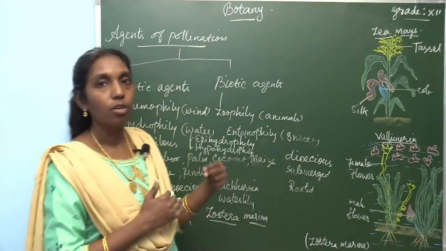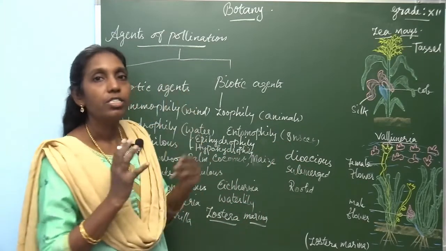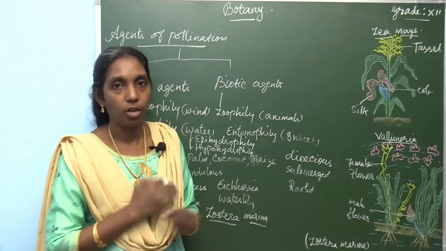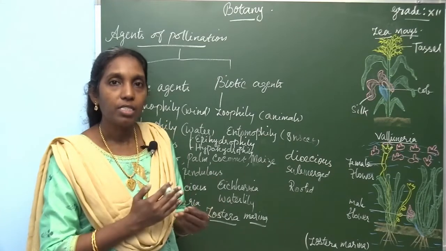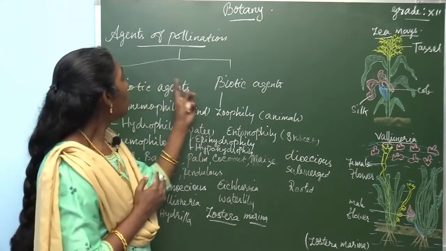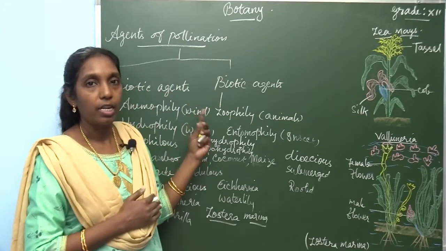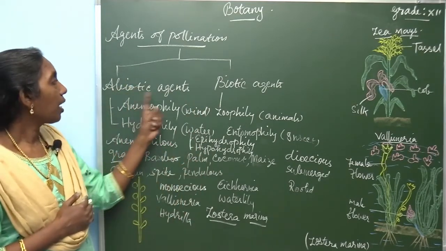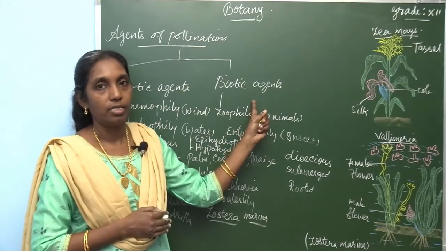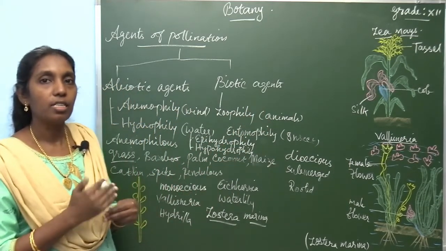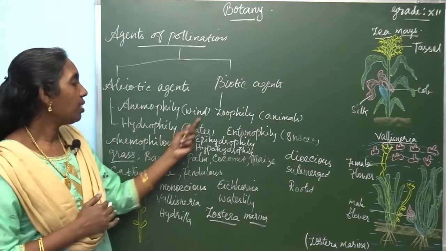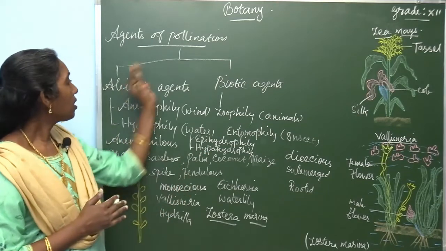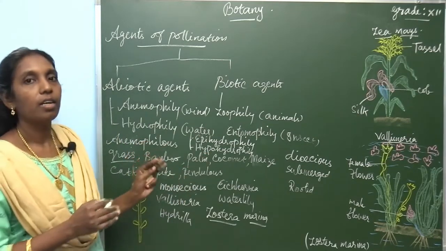Let us recall what you learned today, the agents of pollination. Agents are important for the process of pollination. A number of agents help in the pollinating process. They are classified into two types, abiotic agents and biotic agents. As you know, abiotic agents are non-living agents like wind and water, and biotic agents are animals. So let us see abiotic agents and a few examples.